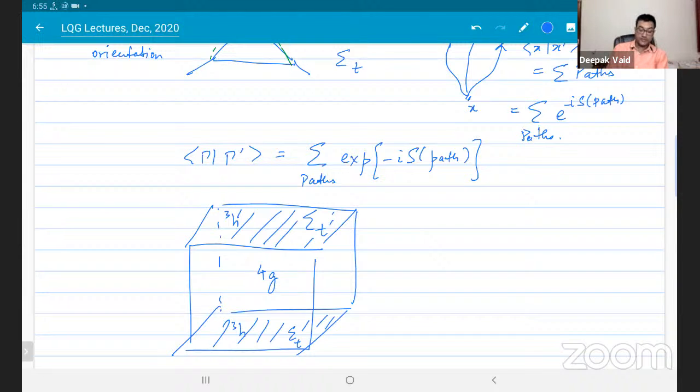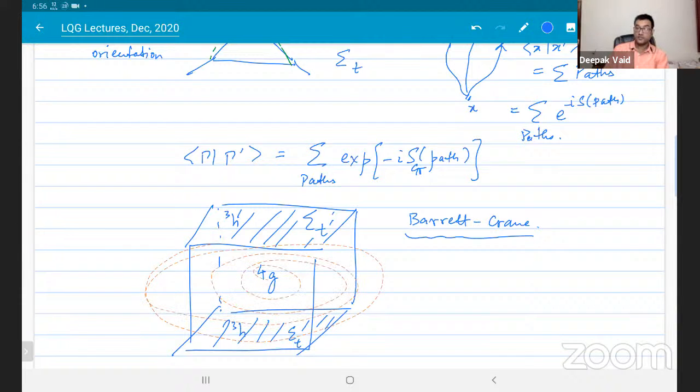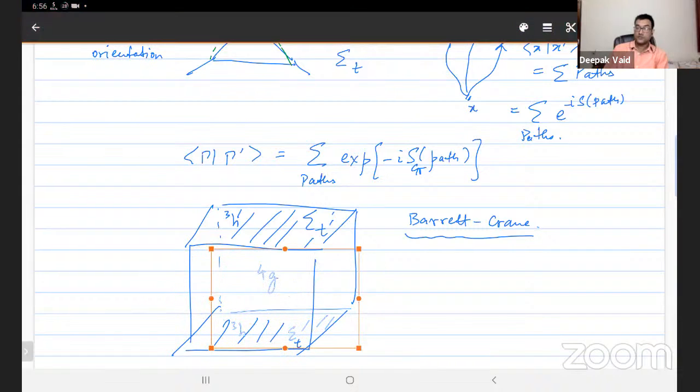So the question is, how do you define this? What should be this action? People have come up with different proposals. One is something called the Barrett-Crane action, another is something else. Ultimately, you want this to just be the action for gravity, because this action is associated with this four-dimensional bulk geometry. So what should be the action for a four-dimensional bulk geometry?